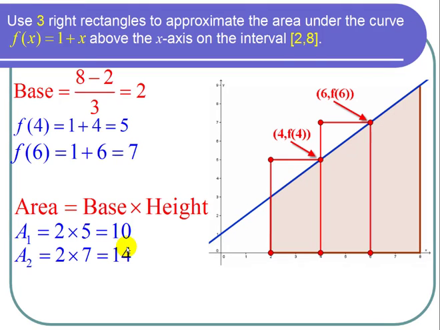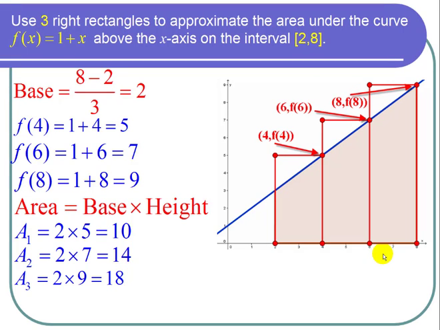So now let's look at the next rectangle. From 4, we're going to move 2 across to get to 6, and that'll be the base. And then we're going to go up to f of 6 to find out the height. F of 6 is 1 plus 6, or 7. So the area of the second rectangle is 2 times 7, which is 14.